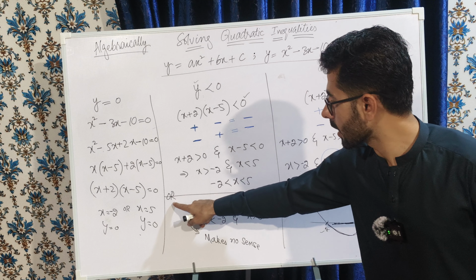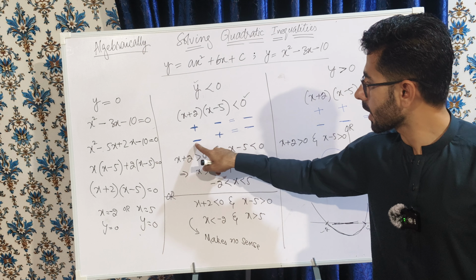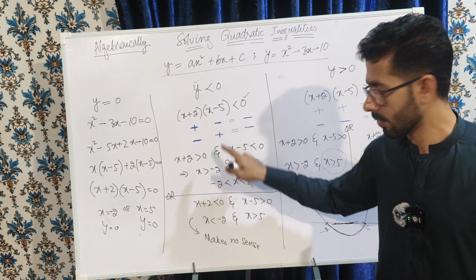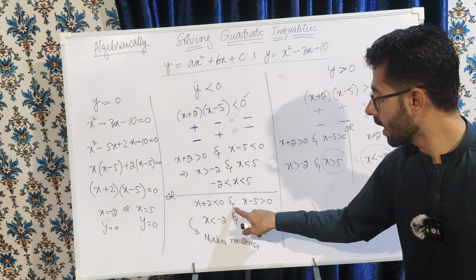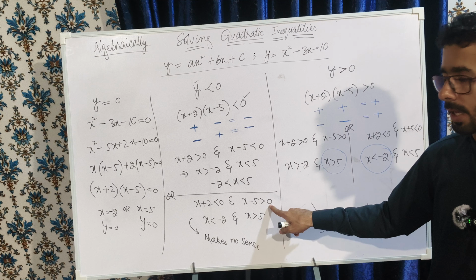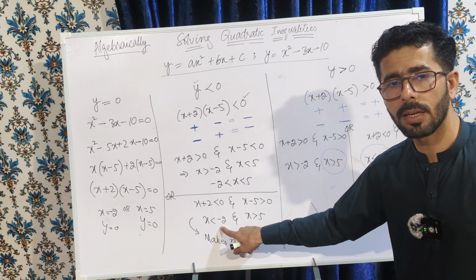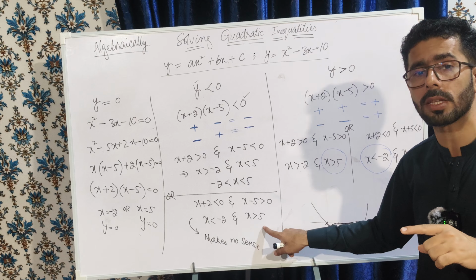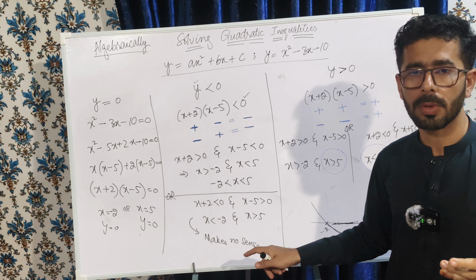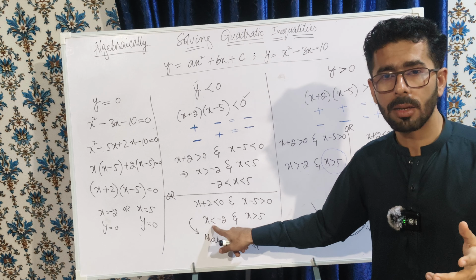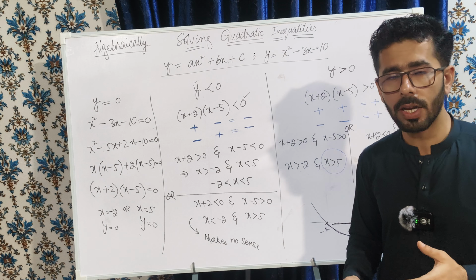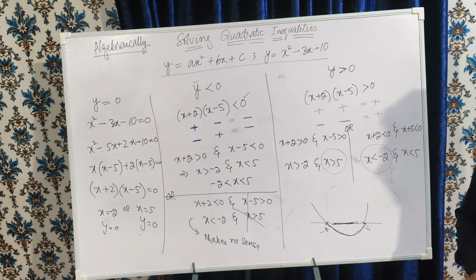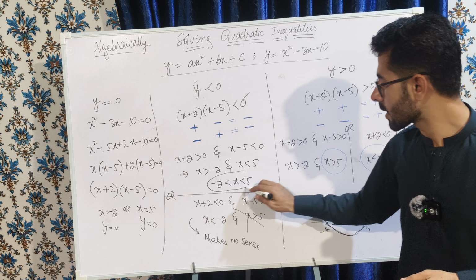But if we take the other case, we put an or, and we take the second case that x plus 2 is negative but x minus 5 is positive. Okay, so x plus 2 is negative and x minus 5 is positive. In that case, x will be less than minus 2, and at the same time we are expecting x to be bigger than 5. It's not possible. How can a number be lesser than minus 2 and simultaneously bigger than 5? That makes no sense. So we reject this case. We say no, this makes no sense. Only this makes sense.